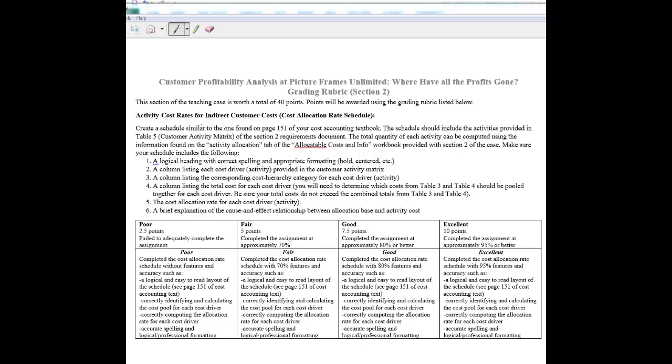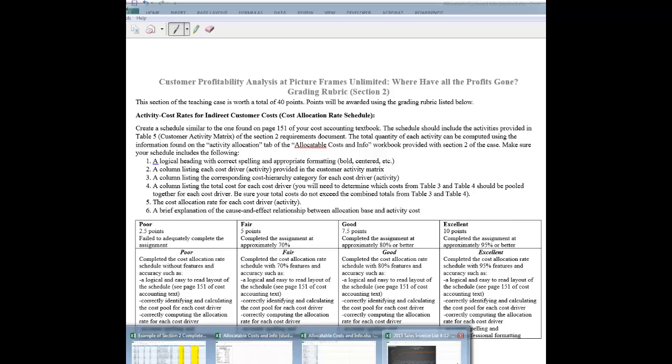In this video, I'll walk you through the first part of the grading rubric for section 2 of the case, and basically what we're trying to do here is to come up with some cost allocation scheme to allocate these customer costs back to the customer level. And let me just give you an overall.